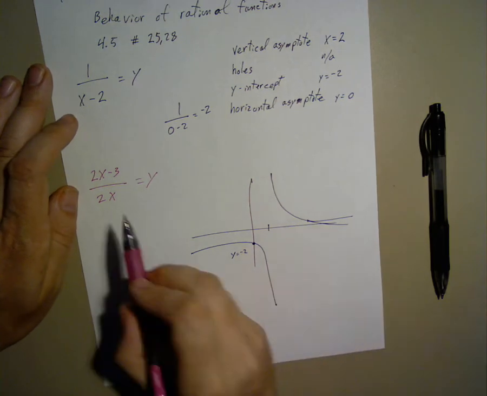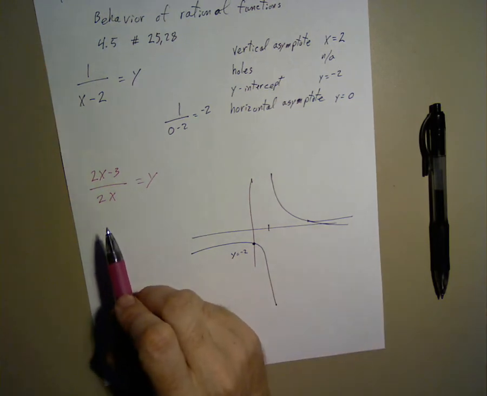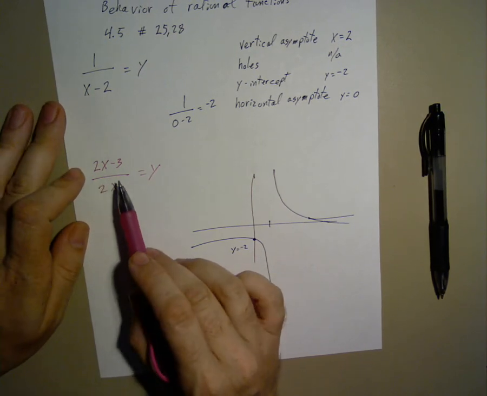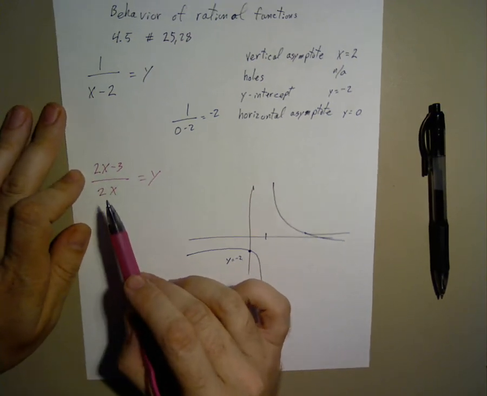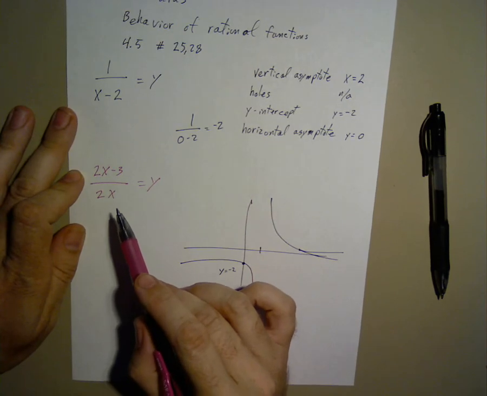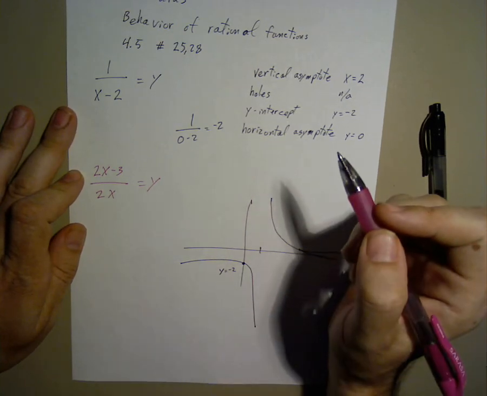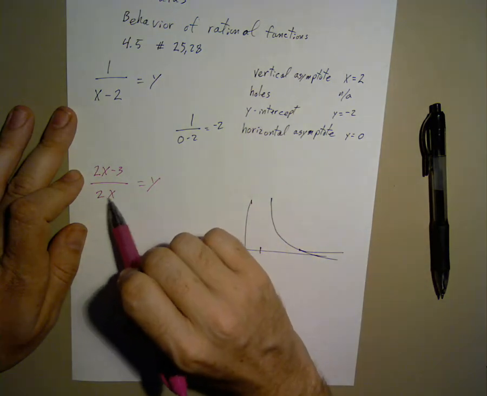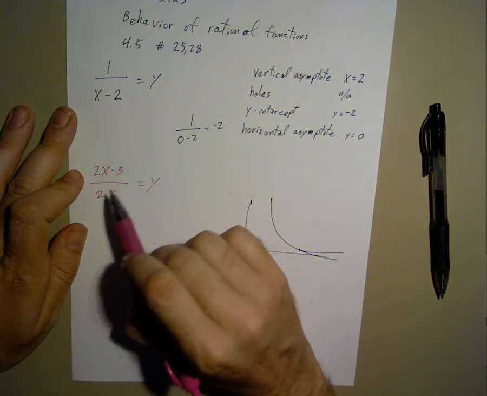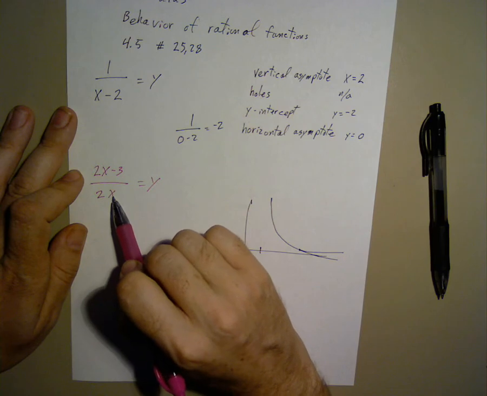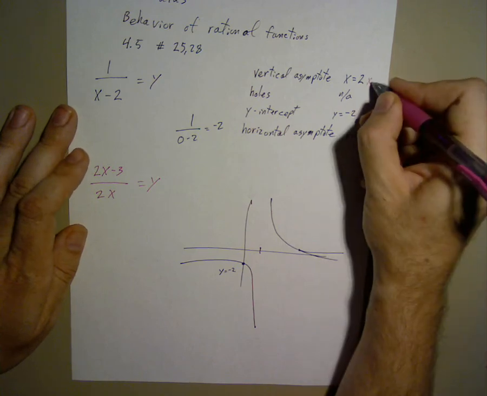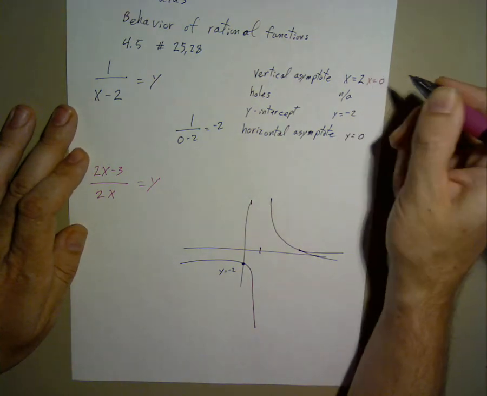Now, for a slightly more complicated function, we use 2x minus 3 over 2x. In this case, we have a vertical asymptote because we can set the denominator equal to 0. The denominator equals 0 when x equals 0, and only then. So in this case, we will write x equals 0.